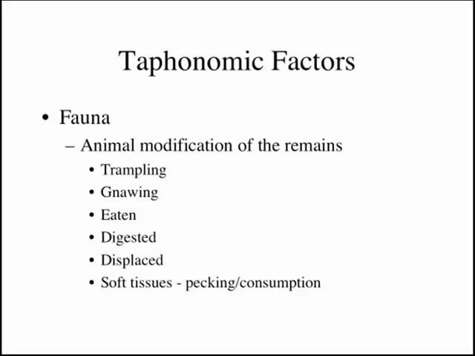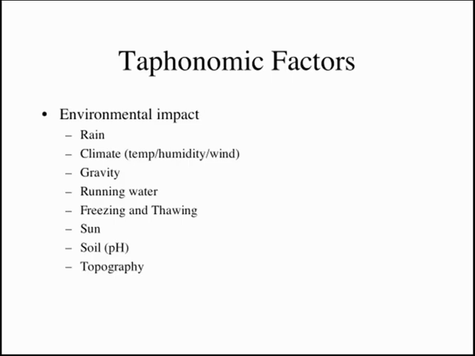Fauna, animal modification of the remains. Animals can trample the remains, and that can let fluids out and change the rate of decomposition. They can gnaw at them, they can eat them, they can digest them, they can take a body part off, chew it up, and put it somewhere else. And in the soft tissues, there can be pecking and consumption by carrion birds as well. So we have to consider the animal kingdom and what we call predation on the decomposing individual.